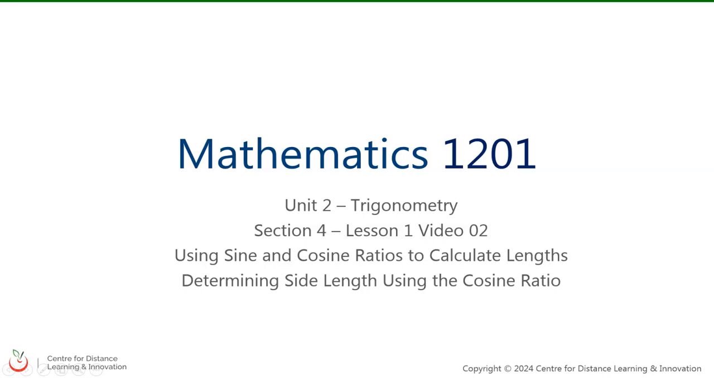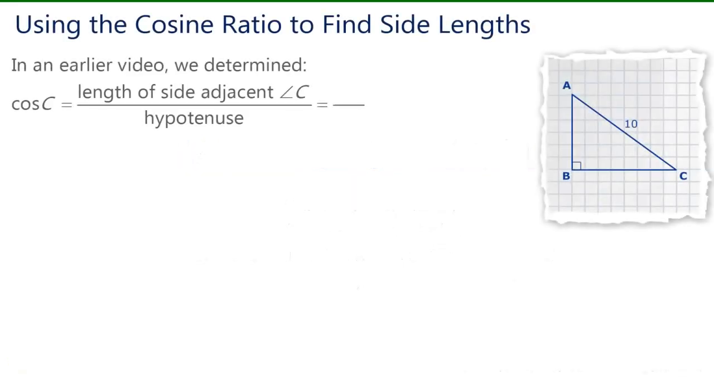In this video, we will be determining side length using the cosine ratio. In an earlier video, we determined that the cosine of angle C is the length of the side adjacent angle C, which is CB, divided by the hypotenuse, which is AC. We know the hypotenuse in the diagram on the right to be 10.